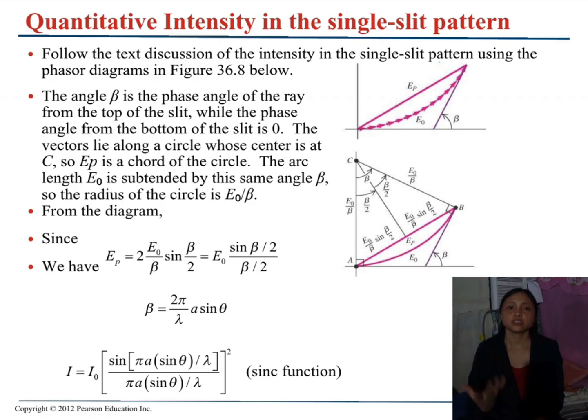It explains why the central maximum is brightest and why successive maxima become progressively weaker. The mathematical model agrees very closely with experimental observations.